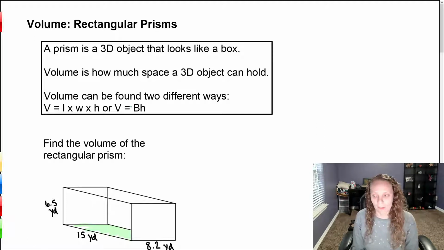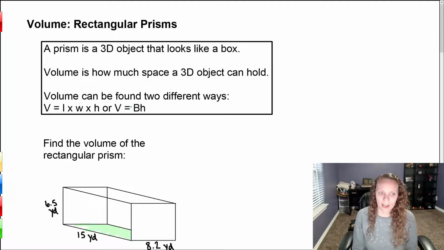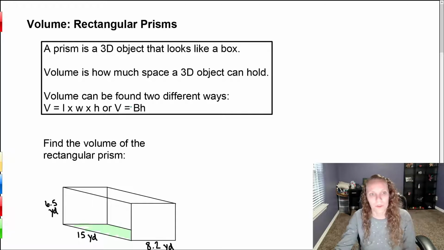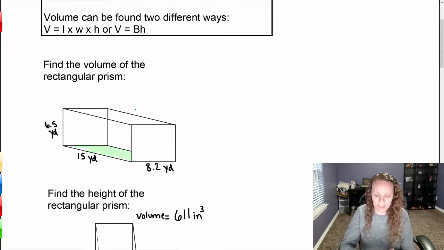Something easier to think about is maybe a glass of water. How much water can fill up a glass? That's considered volume. You could also think about a box of cereal. That's a rectangular prism. Think about how much cereal you could fit inside of that box. That is called volume. Volume can be found two different ways. Either length times width times height, or volume equals big B, which is the area of the base, times height.